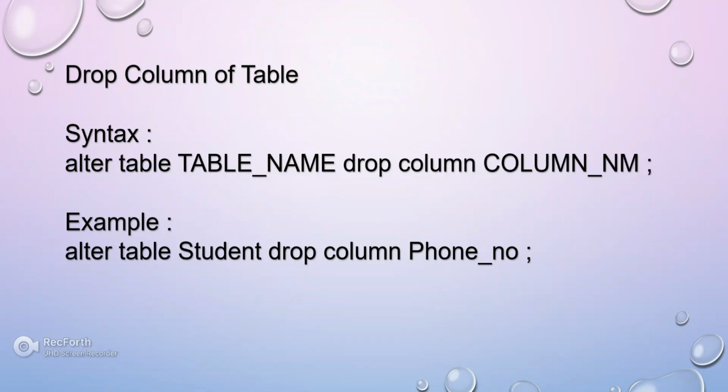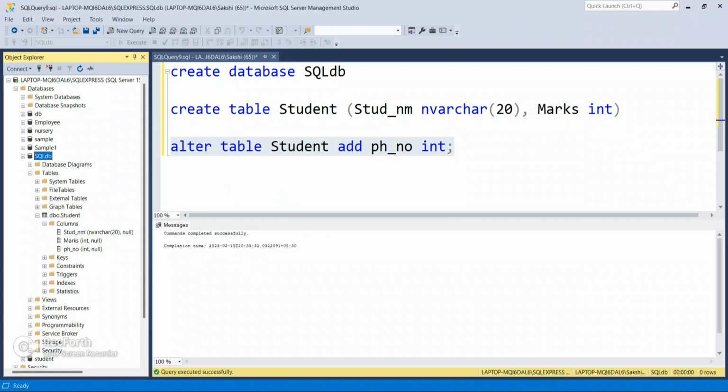If we want to add any column to a table, then the column keyword is not in the syntax. But if we want to drop a column of a table, then the column keyword is compulsory. Then column name. After that, we don't have to write the data type of a specific column name. But at the time of adding a column, we have to compulsorily write the data type of that column name. Example, alter table student, drop column, then phone number.